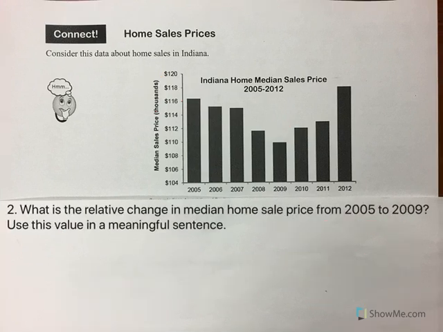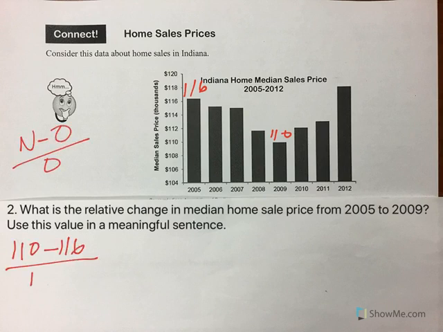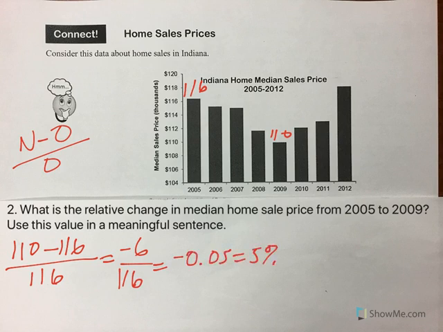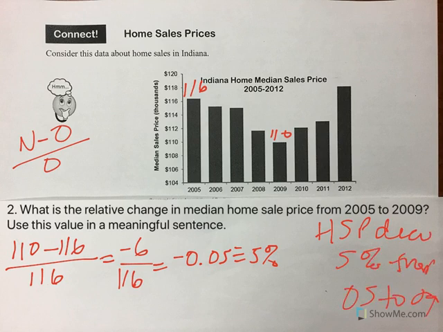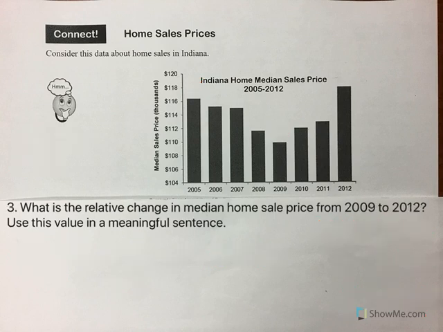Now let's find the relative change from 05 to 09. Again, we're using 116 and 110. So now we're going to do new minus old divided by old. I get my negative 6. You'll notice the absolute change is the numerator, divided by 116. So this gives me roughly 0.05, which is a negative 5%. So the home sale prices decreased 5% from 05 to 09. Hopefully you're listening and not just watching what I'm writing, because the writing is not going to give you everything you need, because it's a lot of words and I don't have much space.